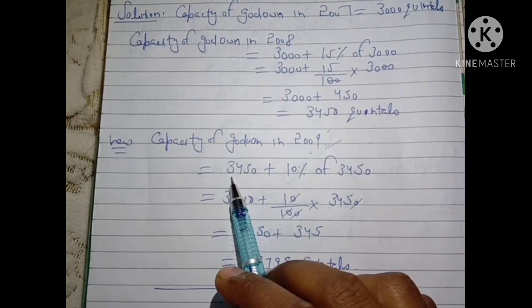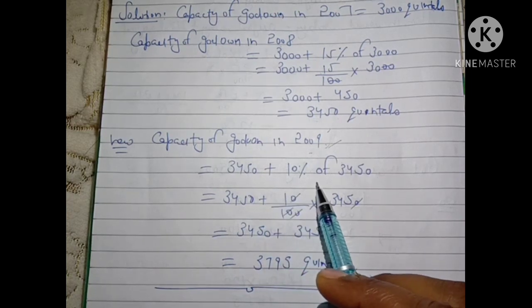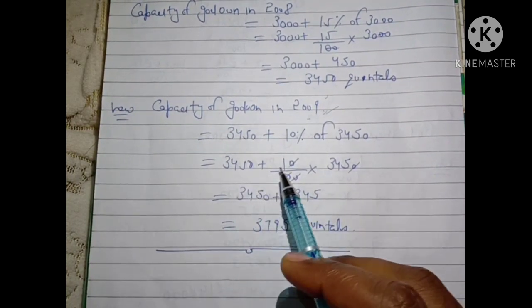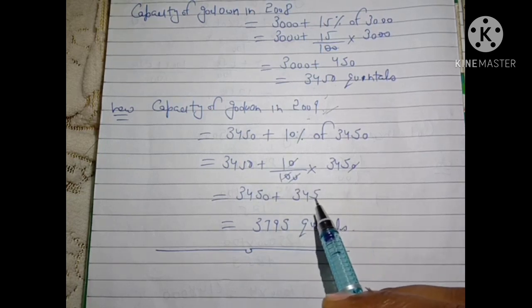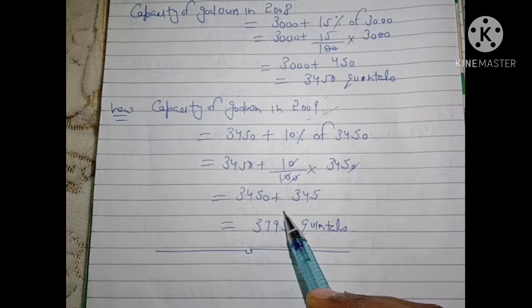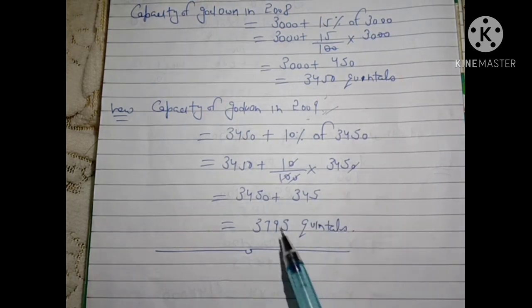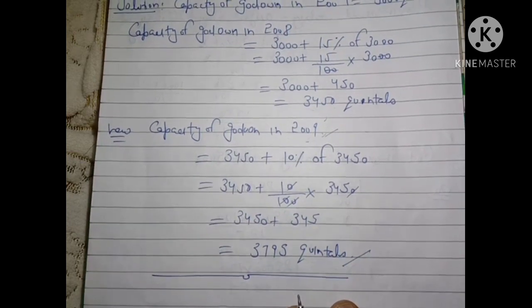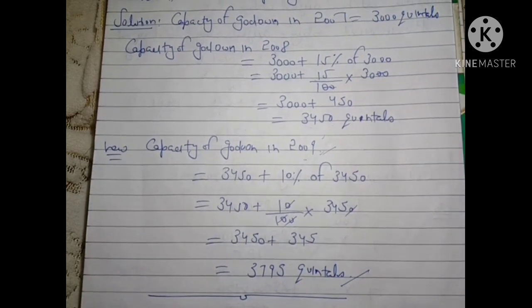So it will become 3,450 plus 10% of 3,450, and then 3,450 plus 10 over 100 into 3,450, and after solving it will become 3,450 plus 345, and after adding these two values it will become 3,795 quintals. So this is the capacity of the godown in 2009. So this is the solution.